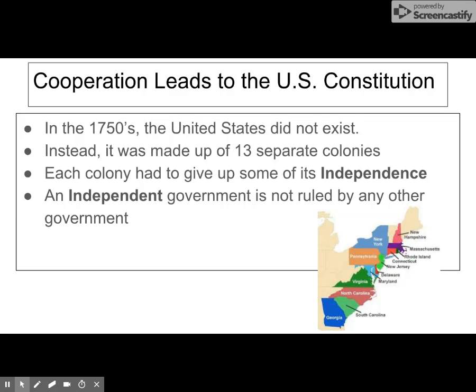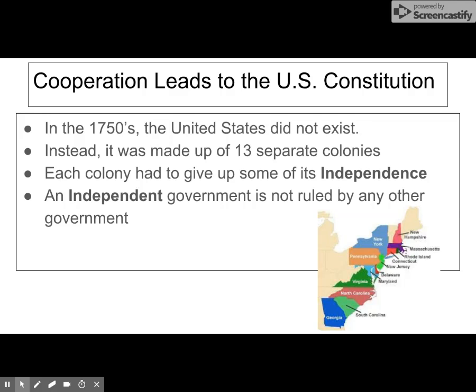In the 1750s, the United States did not exist. Instead of a single country made up of many states, there were 13 separate colonies. Each colony was like a small country with a separate militia, different laws, and a different type of money. Each colony was separate from the others and dependent on the mother country, which was Britain.